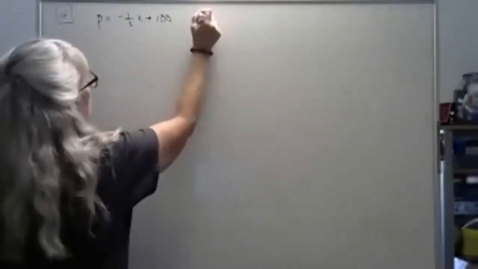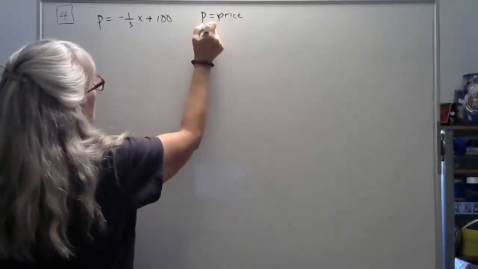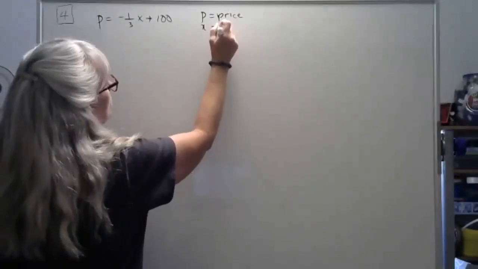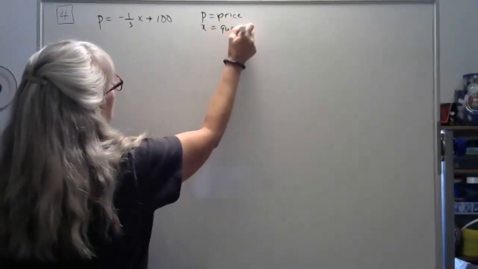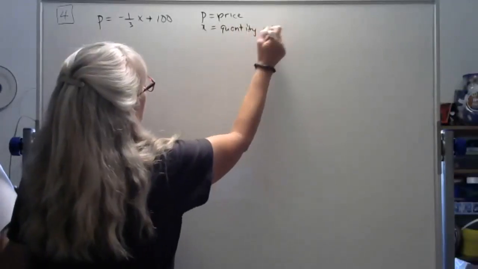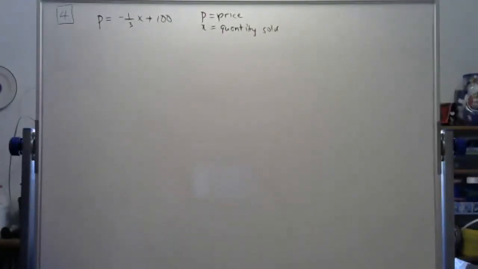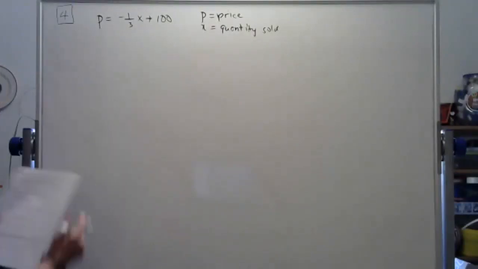So again, P is the price of whatever the object is, and X is the quantity sold. So it's how many of the things you're selling. And who knows what this object is? We're going to call it, I don't know, snowboards. I have no idea what to call it. So something that you're selling.